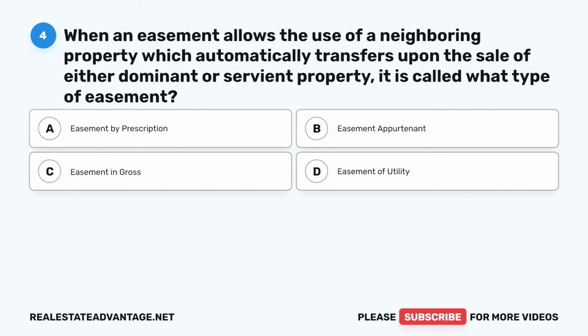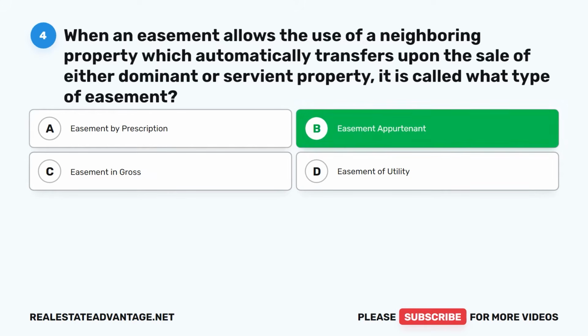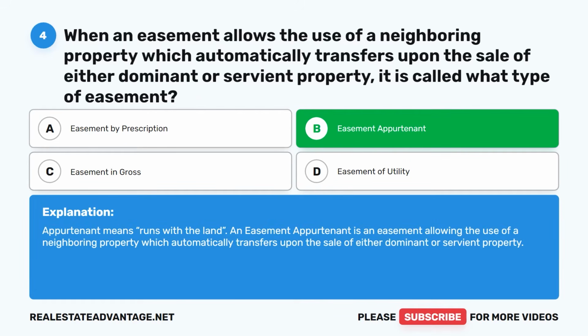Question 4. When an easement allows the use of a neighboring property which automatically transfers upon the sale of either the dominant or servient property, it is called what type of easement? A. Easement by prescription. B. Easement appurtenant. C. Easement in gross. D. Easement of utility. The correct answer is B. Easement appurtenant. Appurtenant means runs with the land. An easement appurtenant is an easement allowing the use of a neighboring property, which automatically transfers upon the sale of either the dominant or servient property.